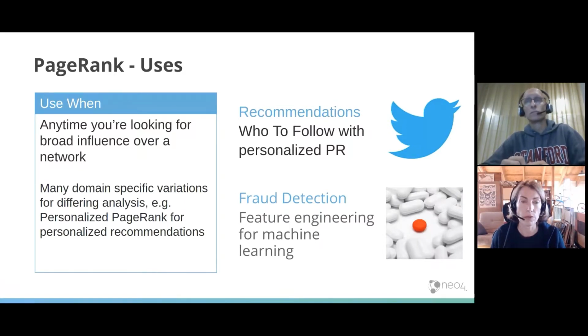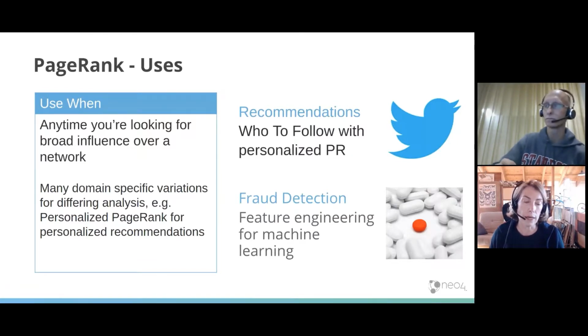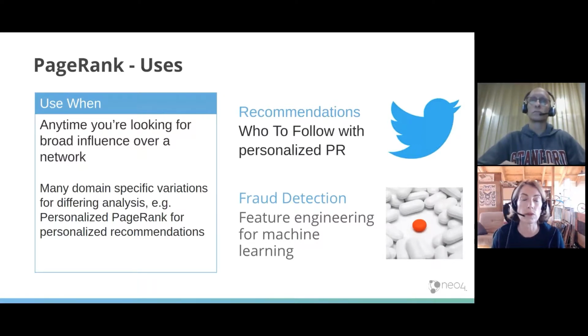This example here with the fraud detection in the feature engineering, where PageRank was used, was actually using personalized PageRank as well, so that when they looked at the influence of and interactions between pharmacies and doctors, they went to be personalized to the domain of the doctor. So looking at an ophthalmologist differently than an oncologist and what they prescribed. Also just your classic, as you can imagine, who to follow. Twitter uses a PageRank and a personalized PageRank to recommend who to follow.